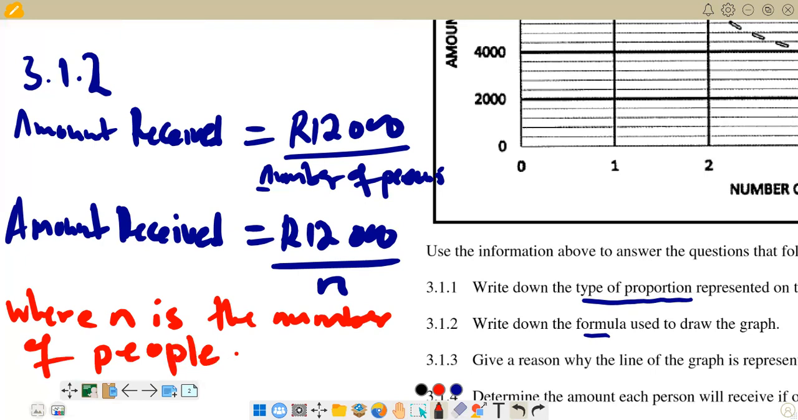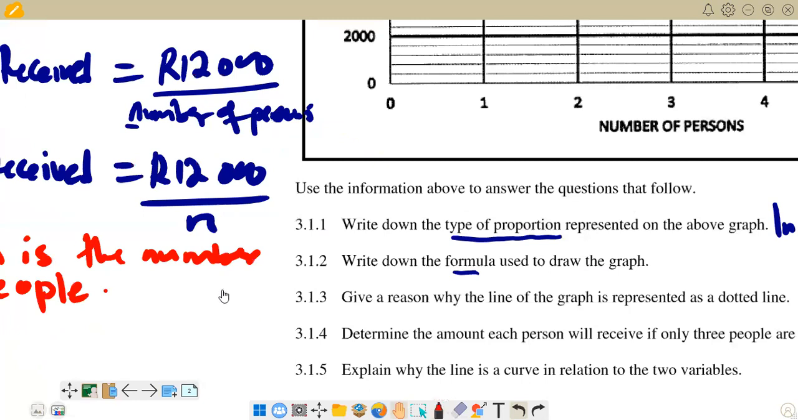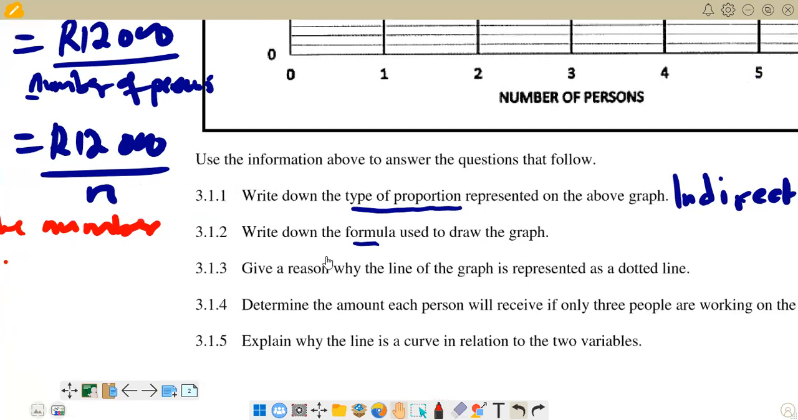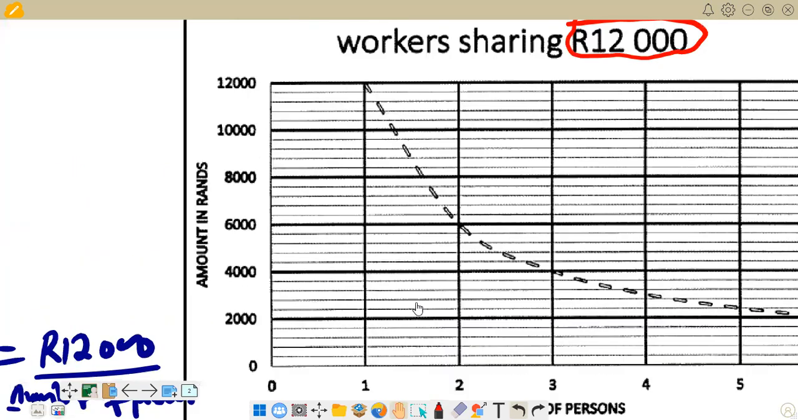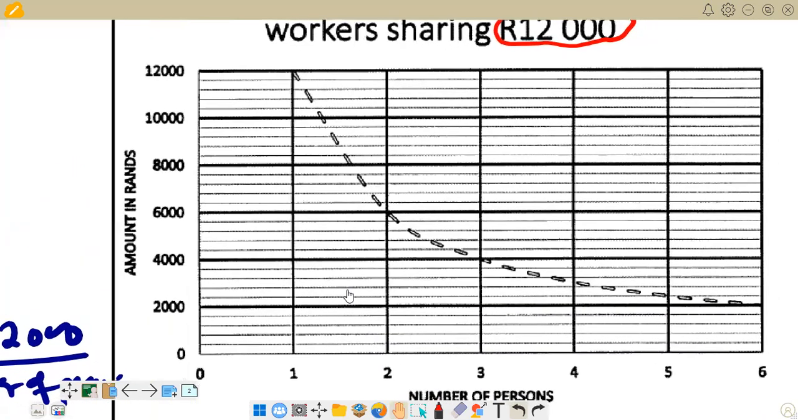So we can move on to see the next question. What do we have there? We are now on 3.1.3. Right, on 3.1.3, it reads, give a reason why the line of the graph is represented as a dotted line. This graph is represented by a dotted line. We are saying that it's dotted from the beginning there, we go down, it's dotted.